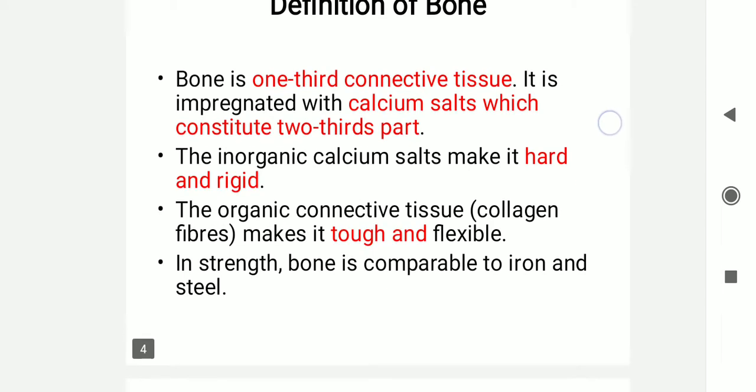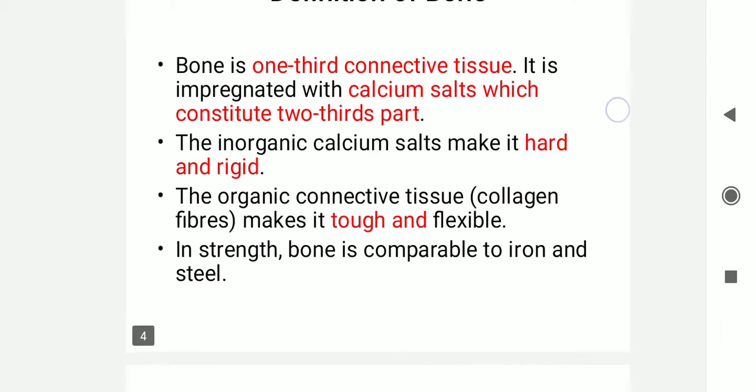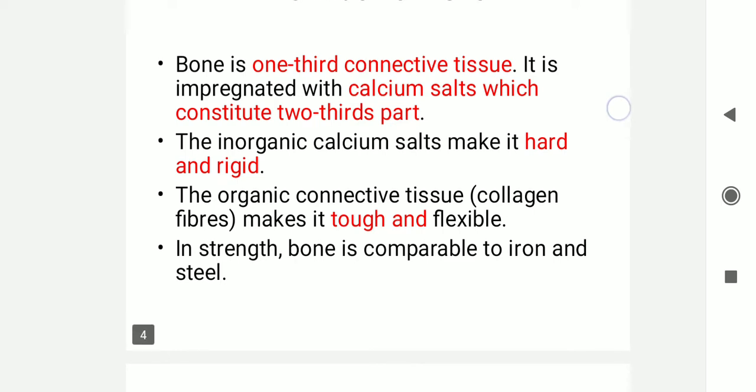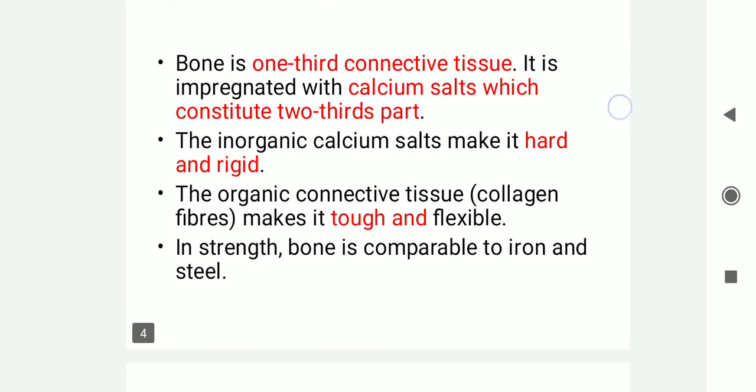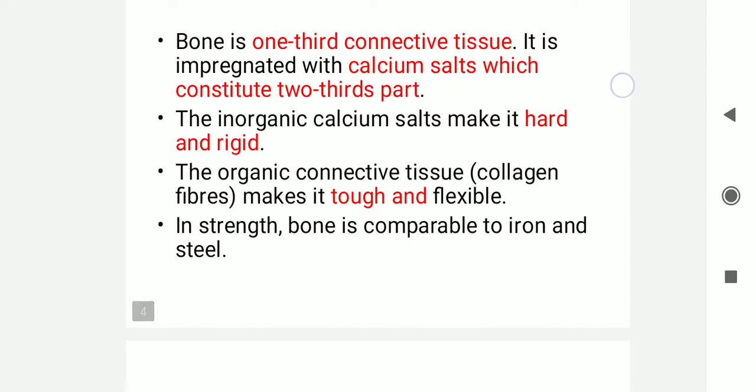Bone is 1/3 connective tissue, whereas it is impregnated with the 2/3 part of calcium salt. Organic connective tissue makes it tough and flexible, and inorganic makes it hard and rigid. So in this way, 1/3 connective tissue, 2/3 calcium salt, and its functions, hard and rigid, tough and flexible, you have to remember. In strength, bone is comparable to iron and steel.